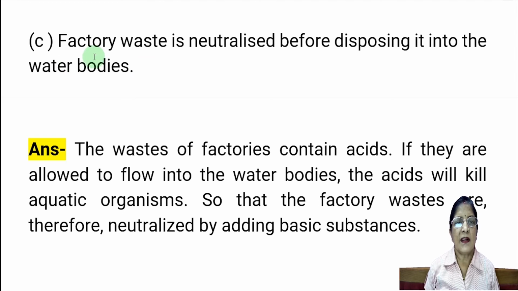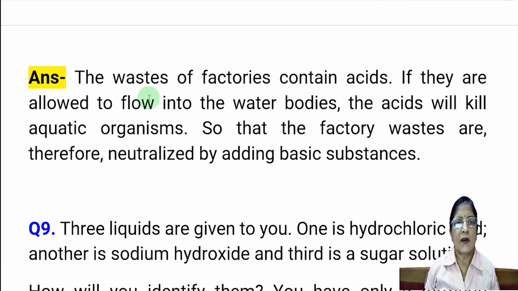Now, third question: factory waste is neutralized before disposing it into the water bodies. Answer: the waste of factories contains acids. If they are allowed to flow into the water bodies, the acids will kill aquatic organisms. So the factory wastes are neutralized by adding basic substances.